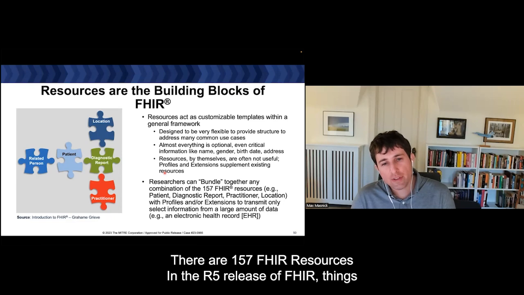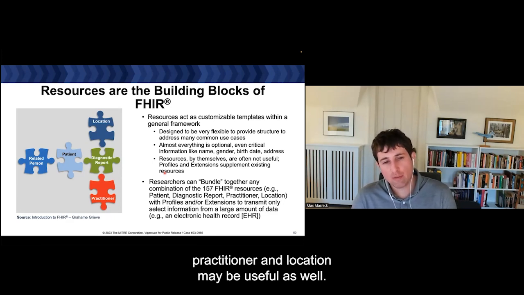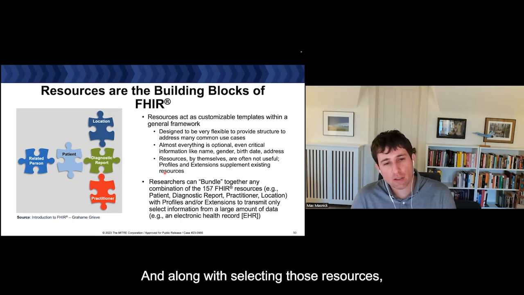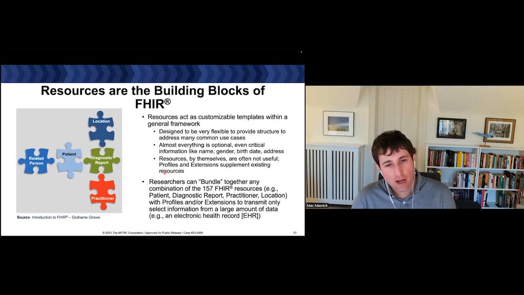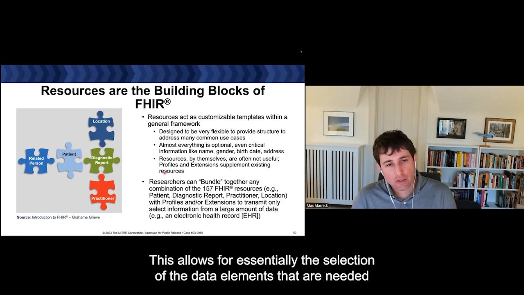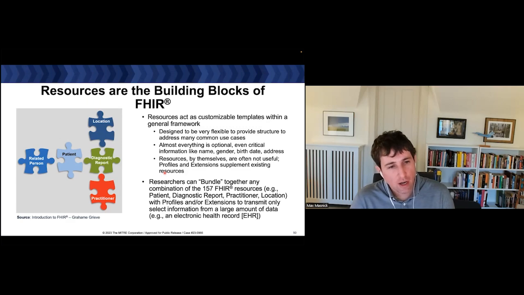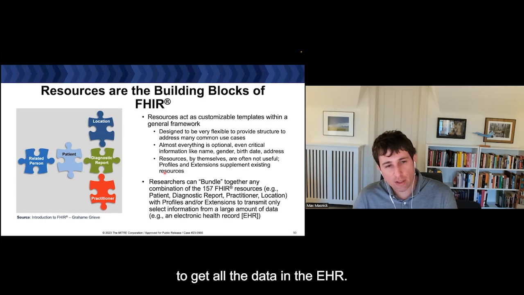There are 157 FHIR resources in the R5 release of FHIR, things like patient, which we've already seen. Other resources like diagnostic report, practitioner, and location may be useful as well. There's many, many more. And along with selecting those resources, defining profiles for those resources to add constraints and extensions allows for essentially the selection of the data elements that are needed for a given use case, whether that's a research use case or another health IT use case, and get that data with FHIR without having to get all the data in the EHR.